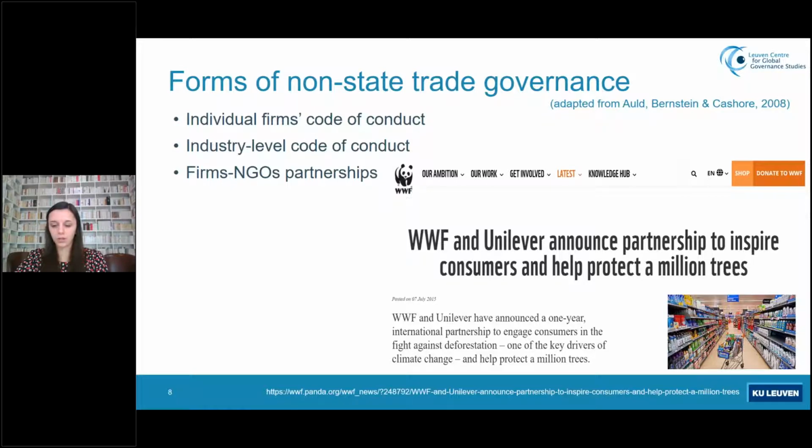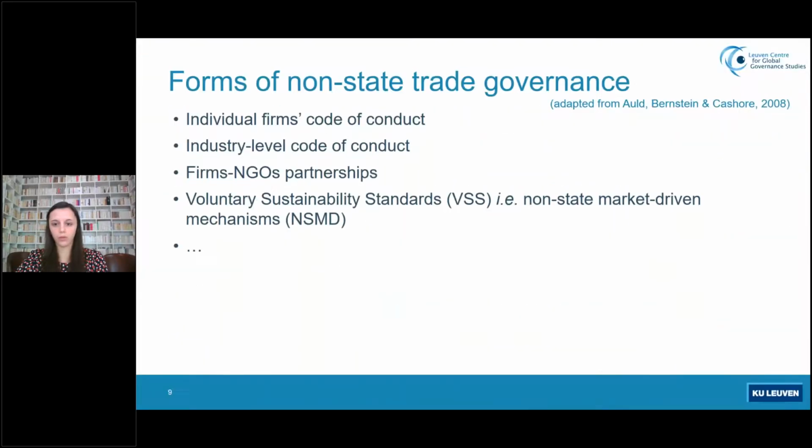Then another type of non-state governance mechanisms is voluntary sustainability standards, or VSS. That's how we're going to call them. That's what we are going to analyze today in more detail, even though there are other forms of non-state mechanisms that exist, as I mentioned in the paper from Bernstein and Cashore. There are a lot of other mechanisms, but I won't go into details.